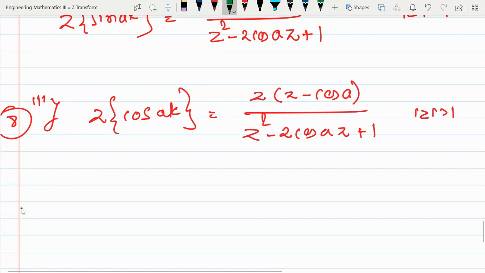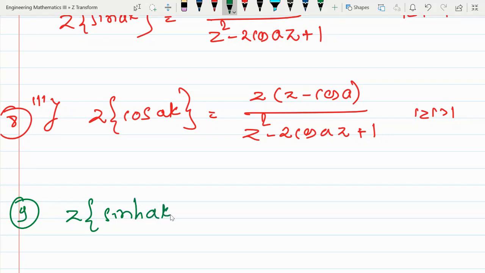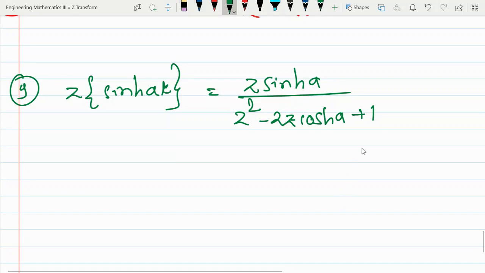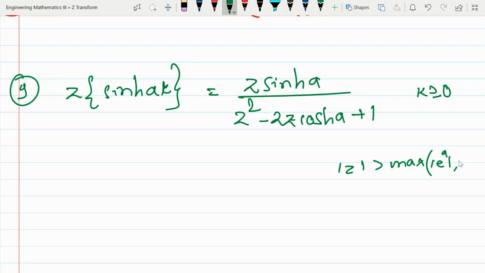Next, a similar kind of result is there, the z transform of sine hyperbolic ak. Only replace sine by sine hyperbolic and cos by cos hyperbolic. You get the result z into sine hyperbolic a divided by z square minus 2z cos hyperbolic a plus 1. Now the condition is different here. Of course, this is for k greater than or equal to 0, and mod z is greater than the maximum of mod of e raised to a and mod of e raised to minus a. This is the condition.